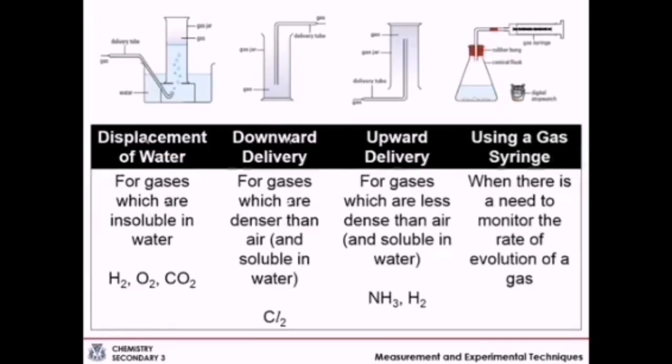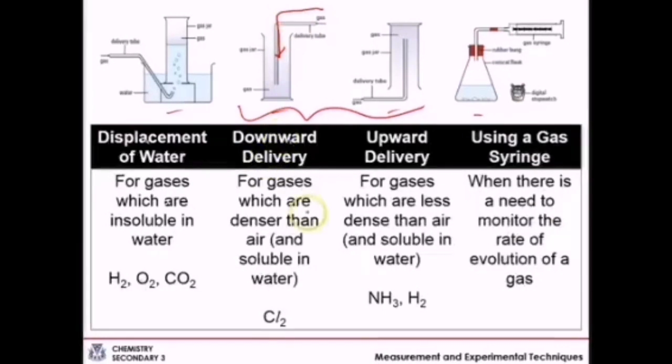Displacement of water, downward delivery, upward delivery, and using a gas syringe. Displacement of water is used for gases which are insoluble in water, like hydrogen, oxygen, carbon dioxide. Downward delivery is used for gases which are denser than air, like chlorine, and upward delivery for gases which are less dense than air, like ammonia and hydrogen. A gas syringe is used when there is a need to monitor the rate of evolution of gas.